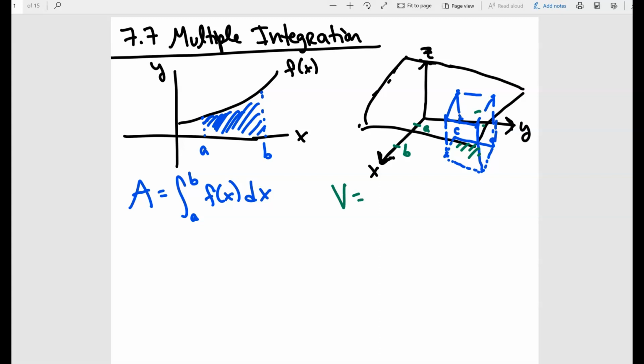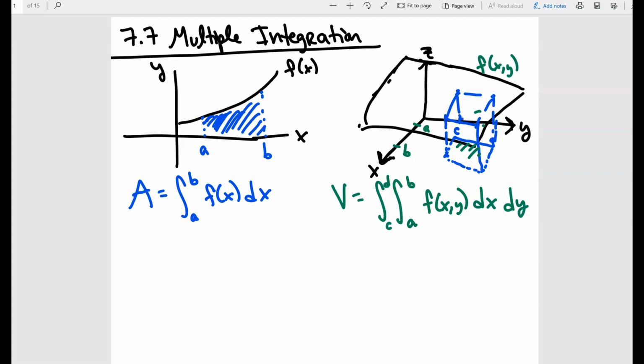So basically, if I wanted to figure out the volume of this particular box, the volume is just going to be equal to the double integral. Here I'm going to write it from a to b and then from c to d of this function. I forgot to write the function f of x comma y. And then I'm going to write dx and dy. So now I have two integrals, one for the x direction and one for the y direction.